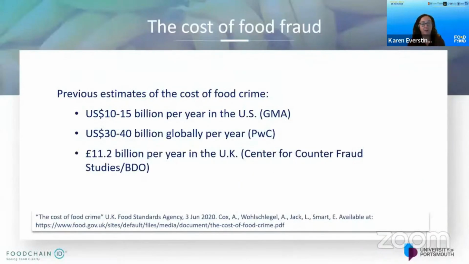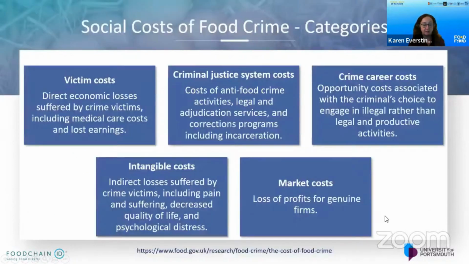And then just about the cost of food fraud. This is a project that we helped support. We had just a very small piece in helping support the second phase of this project, so I wanted to mention it. These are some of the previous estimates of the cost of food fraud, or food crime, as it's referred to in the UK. There is an ongoing project funded by the FSA, the Food Standards Agency, and it's through the University of Portsmouth. I hope I represented the FSA correctly.